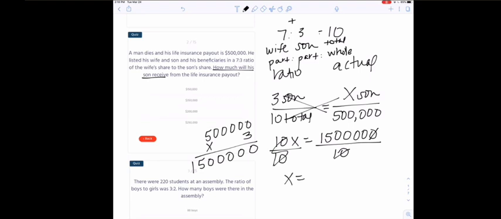Now I'm going to divide it by 10 so I can isolate the x. And guess what? I can eliminate a 0. So 1, 5, and 4 zeros. That's $150,000. That's what the son gets.